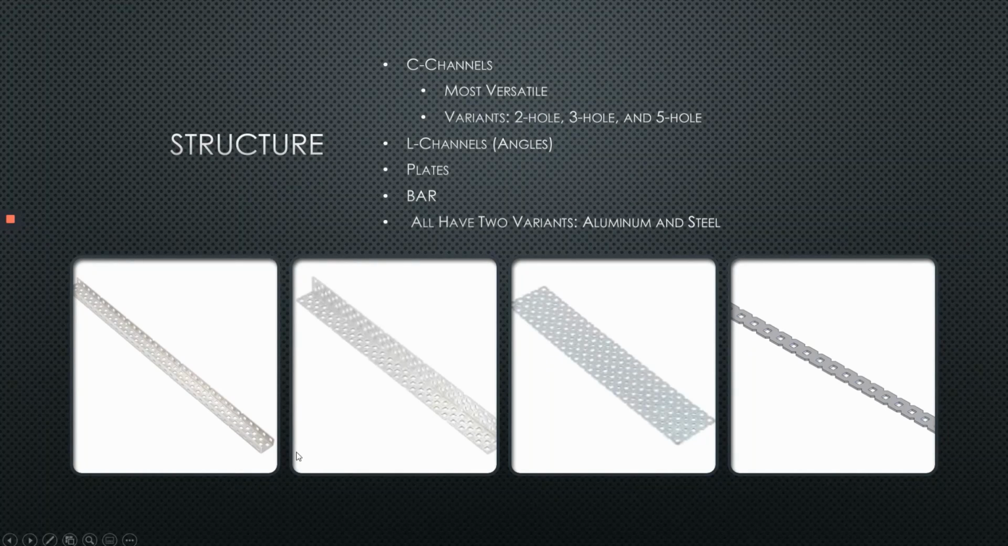All of these structural components come in 2 major variants, which are aluminum and steel. Aluminum is the most commonly used, and there are 2 major differences between aluminum and steel. Number 1 is that aluminum is less heavy than steel, and second, aluminum is way easier to cut than steel. So, for example, for aluminum, you could use a non-power tool like a hacksaw, like I was talking about with the C channels, and cut it. But with steel, you would have to use a power tool to cut it.